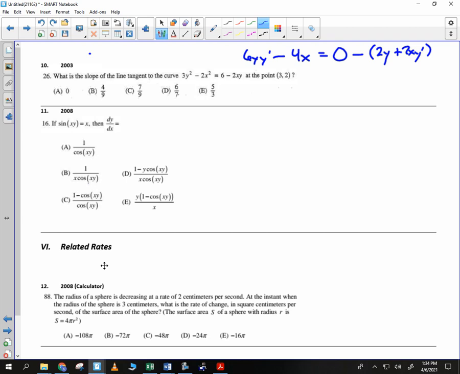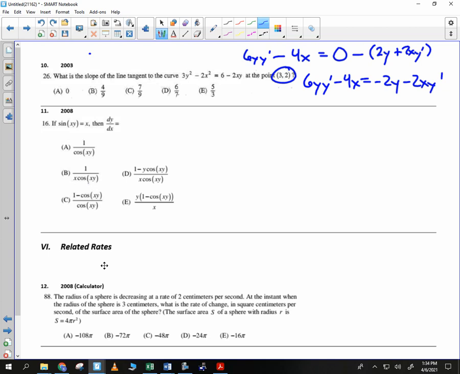So notice what I have here. If I distribute, I get 6y y prime minus 4x is equal to negative 2y minus 2x y prime. So it's saying, what is the slope at the coordinate (3, 2)? So I want to find y prime given the point (3, 2). Some people at this point are solving for y prime. You don't have to. You can plug in (3, 2) and see what you come up with.